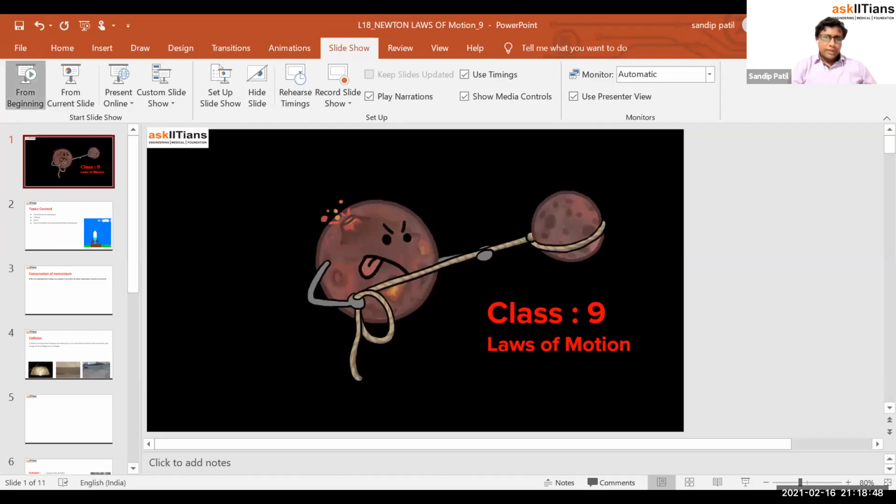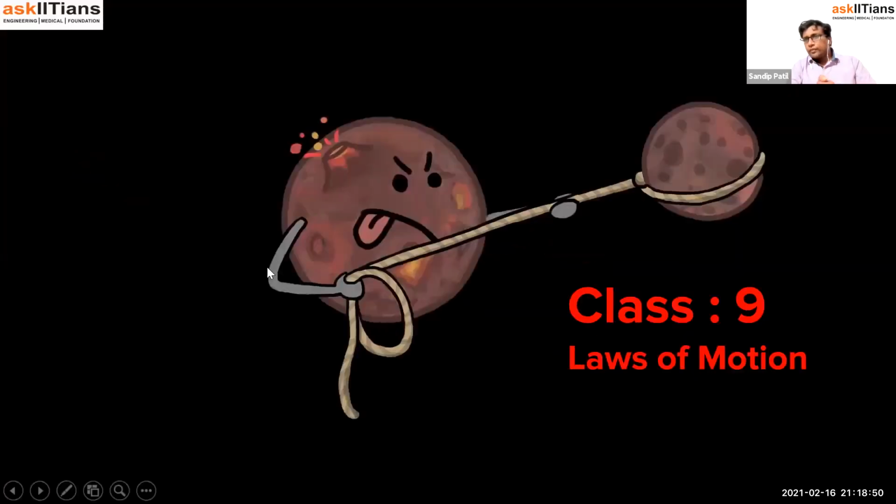What we knew till now are different types of forces: normal, friction and tension are forces, and mg is also there, weight. All the forces we already know, right?